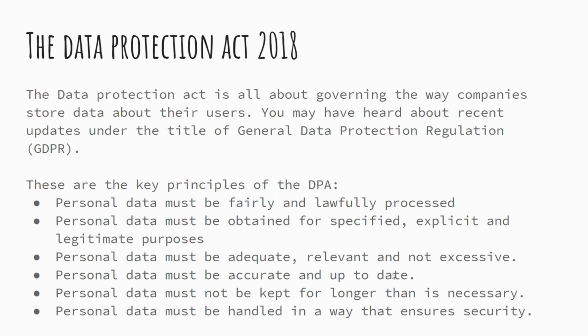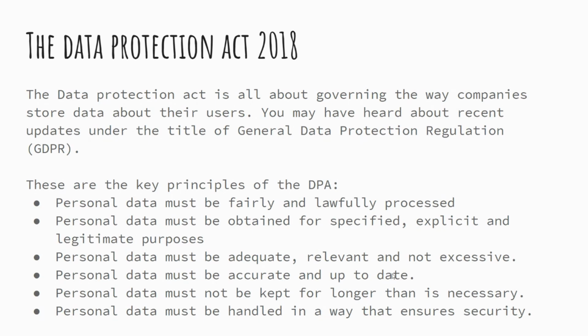The second bullet point then, personal data must be obtained for a specified, explicit and legitimate purpose. And this is about the idea that when we are looking to take people's personal data for a particular use, it is for that use. We're not collecting data to market to them without their permission or anything like that. We are collecting that data because we need it to operate our business.